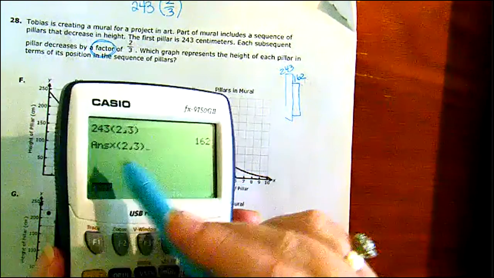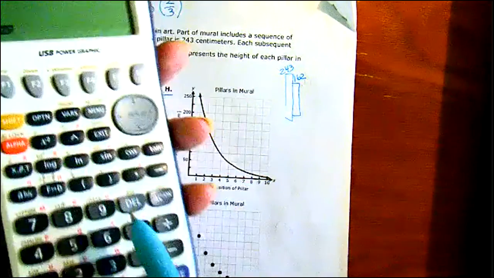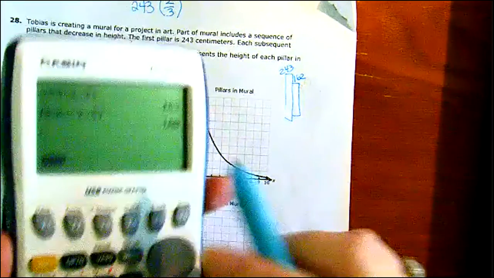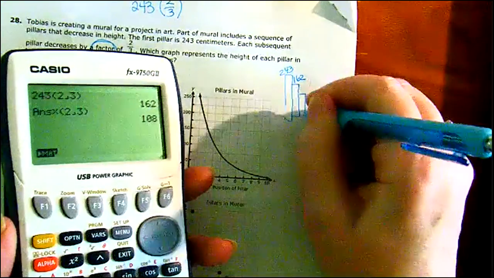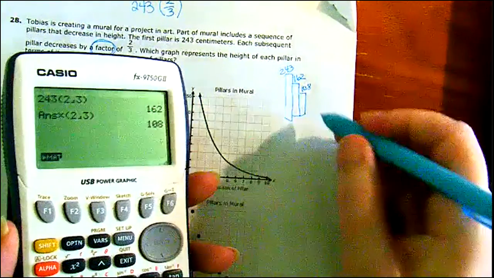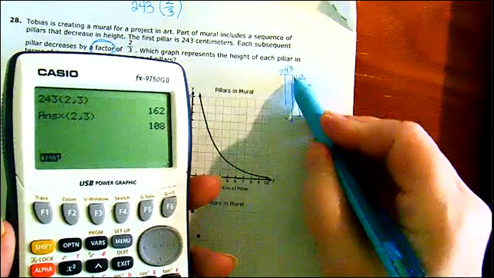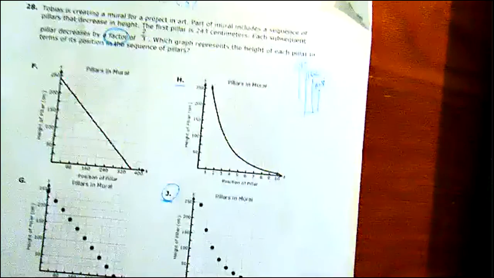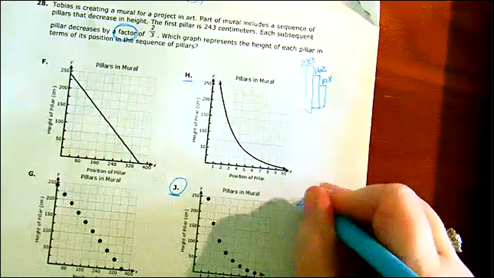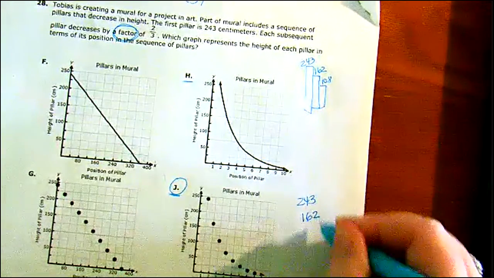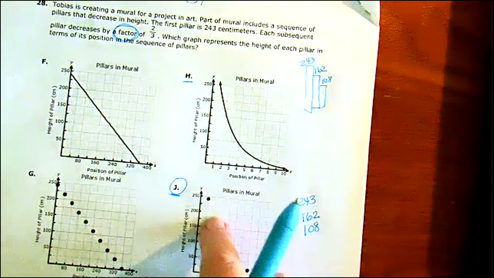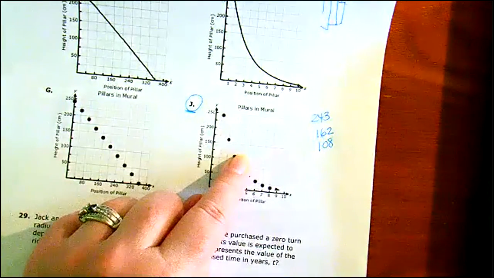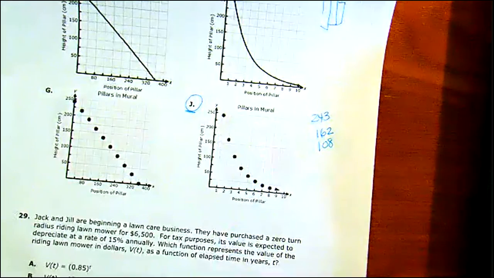And I can take my answer and multiply by 2/3. So I did the same thing. I did 2 ABC 3. And then the next height is 108. And what I'm getting is, I'm not getting the in-between numbers. So this is discrete data. I'm just getting the numbers 243, then 162, then 108, and I'm not getting all the in-between numbers. So this answer is 3.